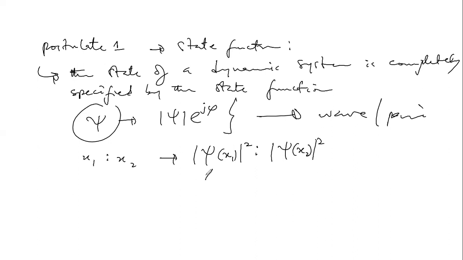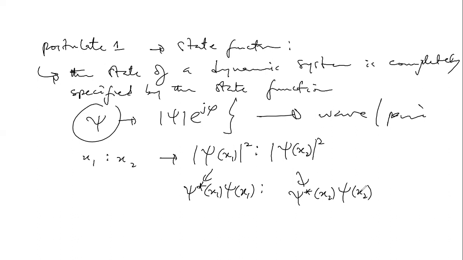And we already know that this is the same as psi conjugate of x1 times psi of x1, right? We already established this, okay? That is the PDF, okay? Which is the same as psi conjugate of x2 times psi of x2. We already explained this in class, okay?